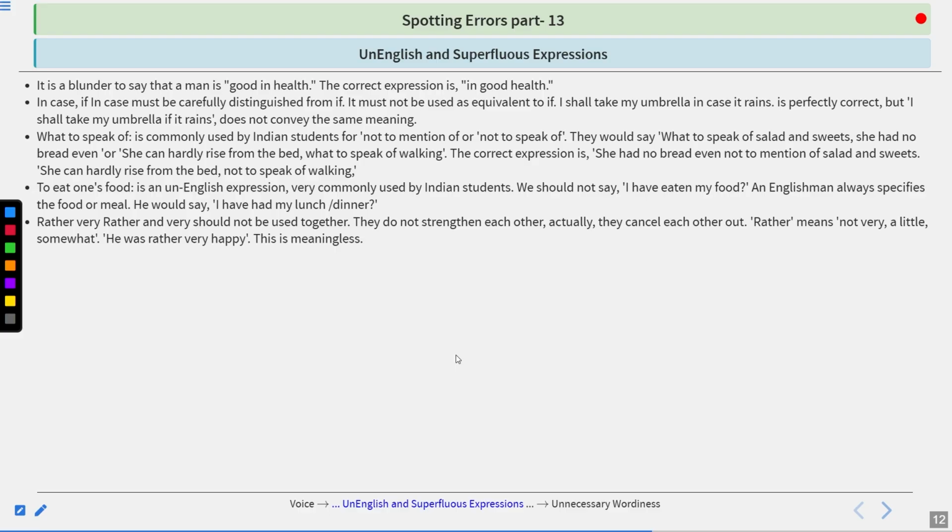"Rather" and "very" should not be used together. They do not strengthen each other. Actually, they cancel each other out. Rather means not very, a little, or somewhat. "He was rather very happy" is meaningless.